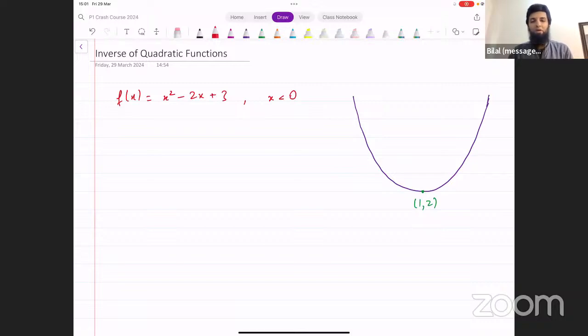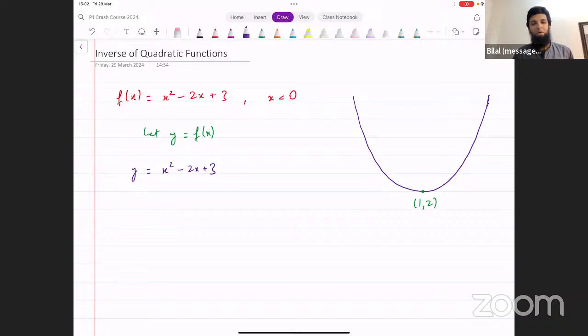Now, what we need to do is find the inverse of this function. How do you find the inverse of this function? Let's think about this. Remember the process that we have for finding inverse? We will do exactly the same thing that we used to do for linear functions in the beginning, as in we will start by supposing y equal to f of x. In place of f of x, we put y, so it becomes y equals x squared minus 2x plus 3.